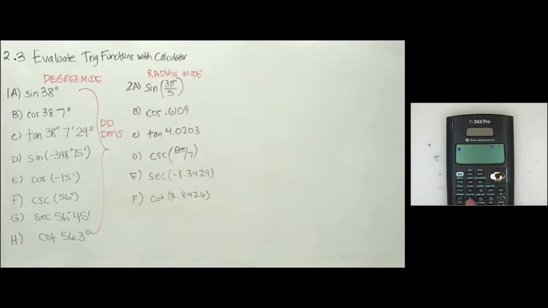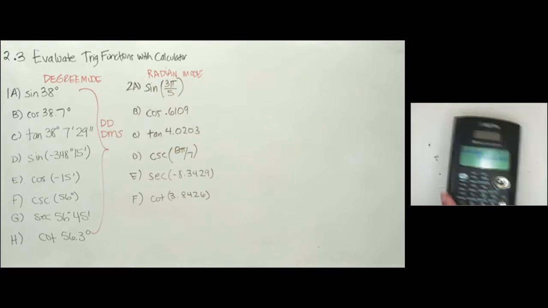Okay, right here is our sine button. We're going to hit sine. It puts a parenthesis. We're going to type 38 and close it and hit enter. And we get out the same decimal. It's very simple. You just got to know how to use your calculator. Everybody's good? All right. Let's try the next one.